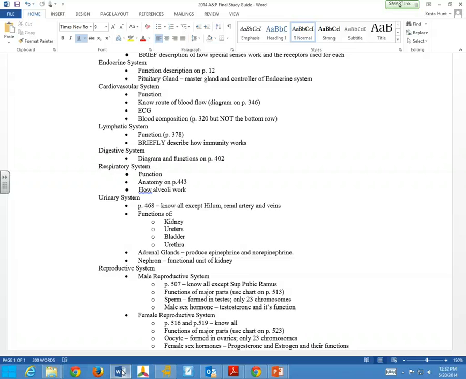Questions there? Lymphatic system. Just the briefest of briefs. Okay, last but not least, let's go to the urinary system then. That's on page 468. If you want to go there with me. Page 468.